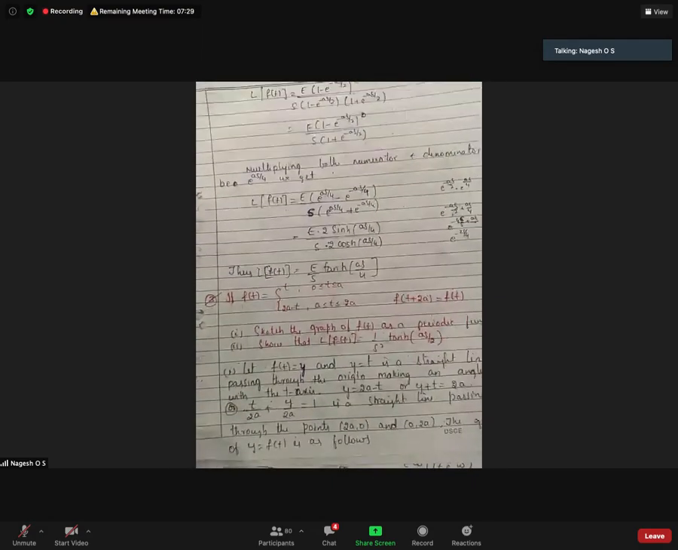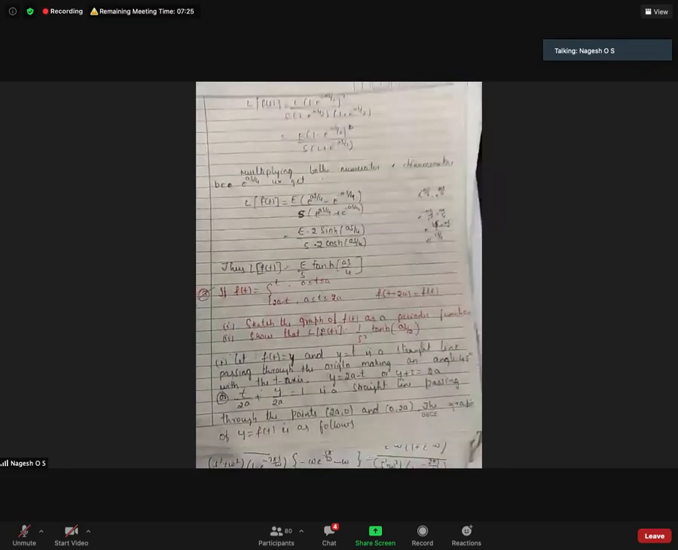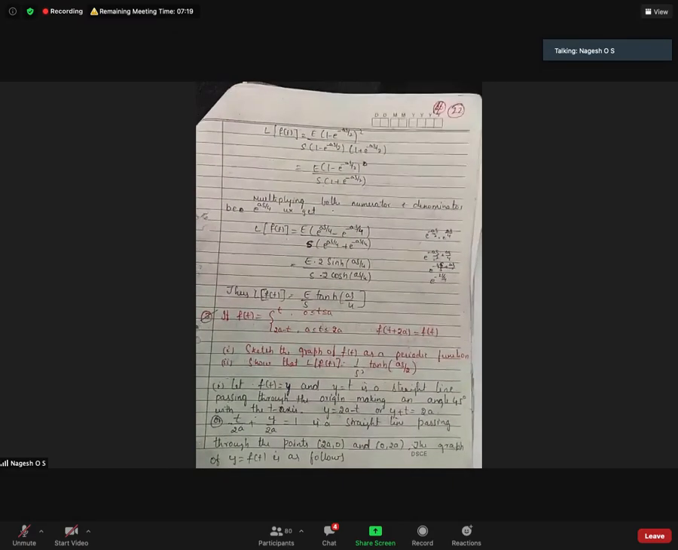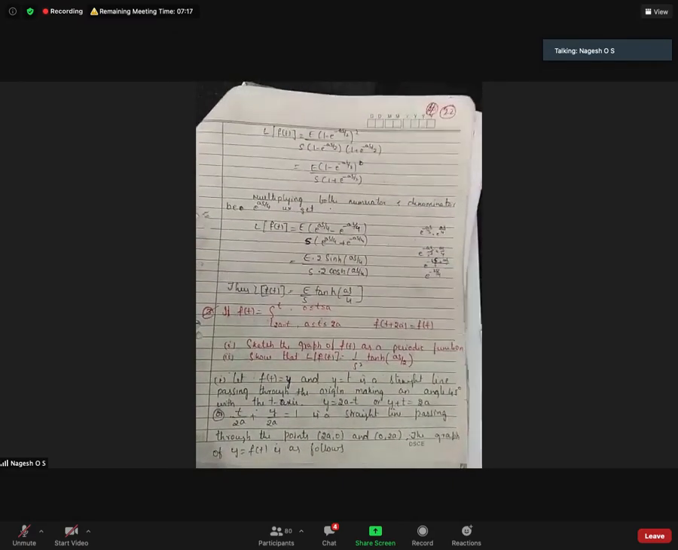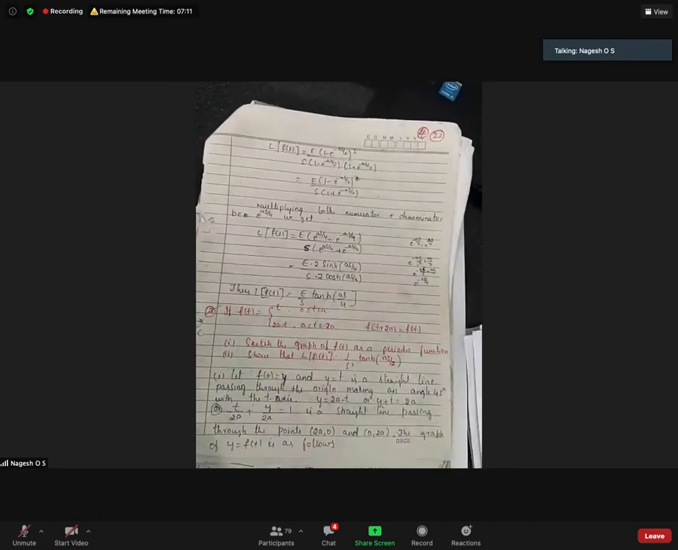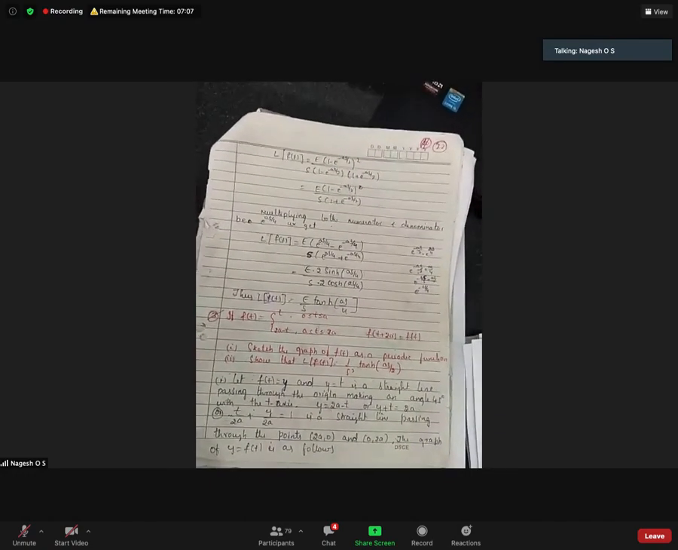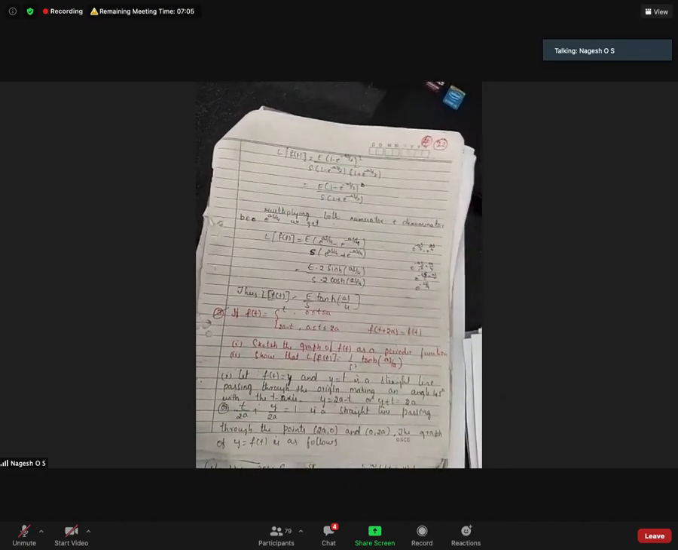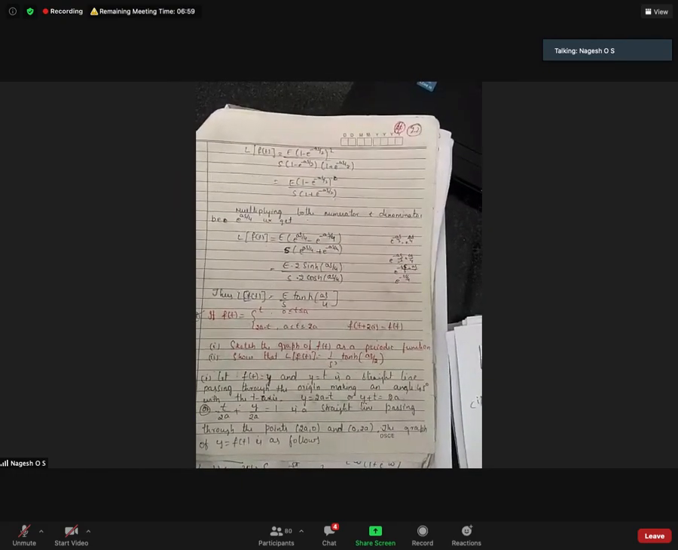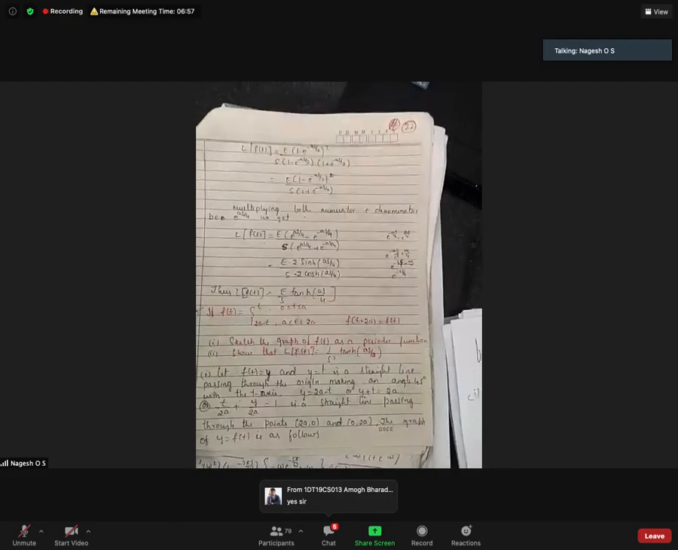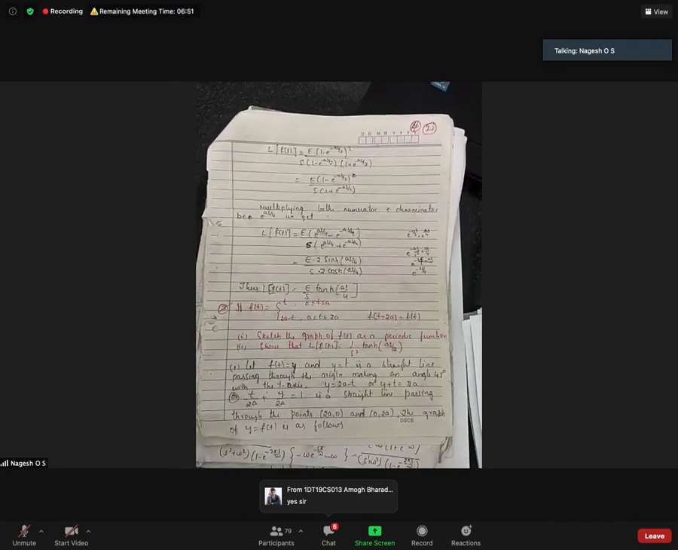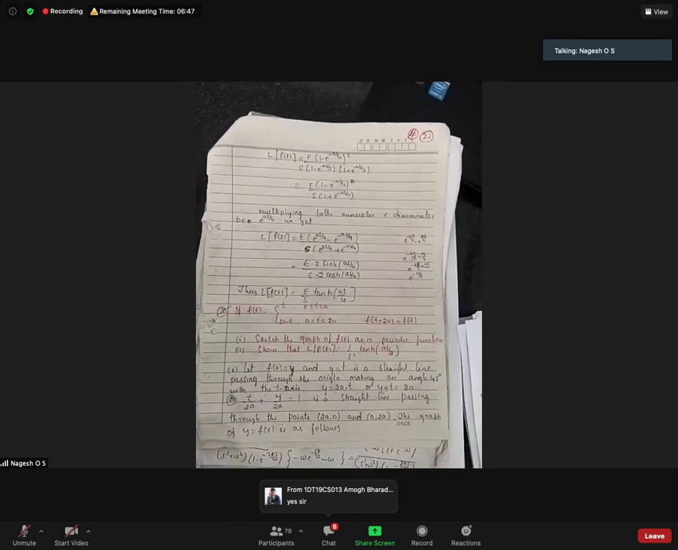This is the question. If f of t equals t for 0 less than or equal to t less than or equal to a, and 2a minus t for a less than or equal to t less than or equal to 2a, and f of t plus 2a equals f of t. So we have two sub-questions. Sketch the graph of f of t as a periodic function. Show that L of f of t equals 1 by s squared times tanh of as by 2. Okay, these are the two questions.